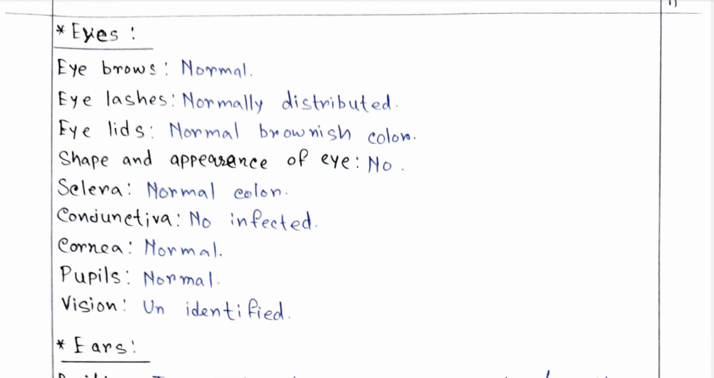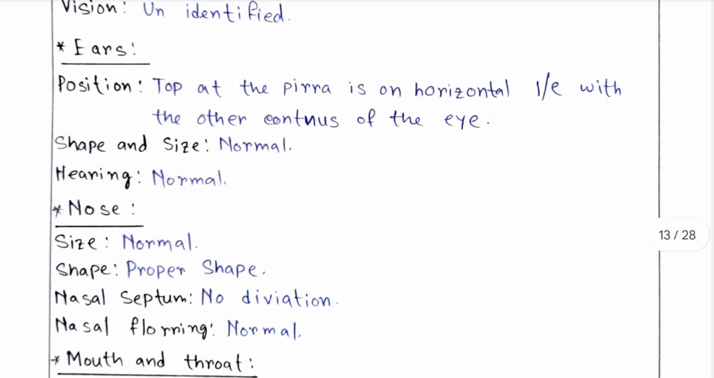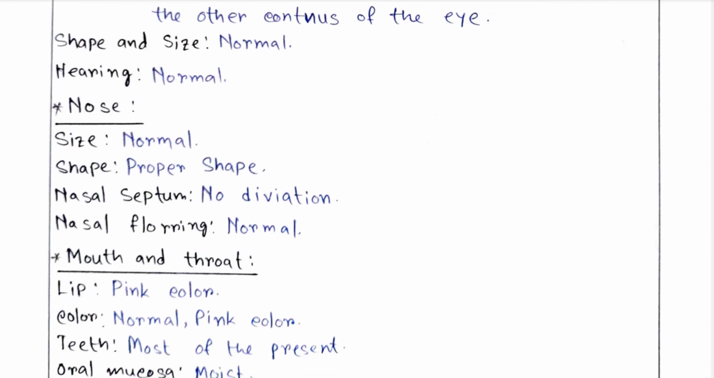Next is eyes. Eyebrows are normal, eyelashes normally distributed, eyelid normal brownish color, shape and appearance of eye normal, sclera normal color, conjunctiva not infected, cornea normal, pupils normal, no lesion identified. Next is ear. Position: top of the pinna is on a horizontal line with the outer canthus of the eye. Shape and size normal. Hearing normal. Nose: size is normal, shape proper. Nasal septum: no deviation.